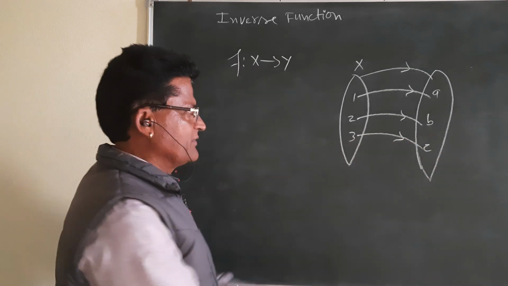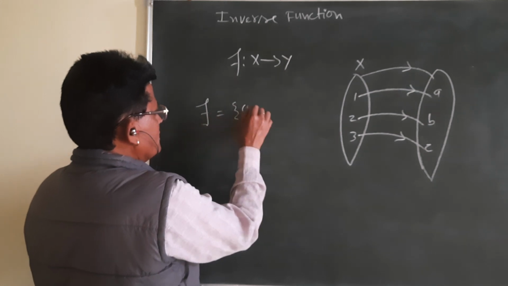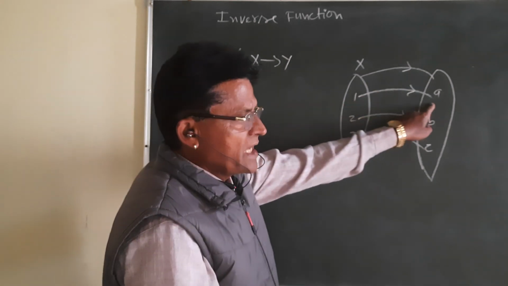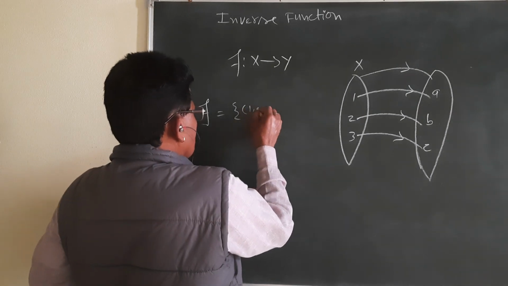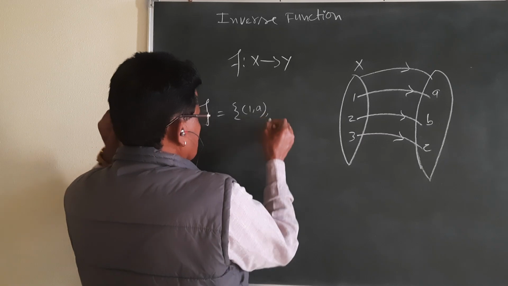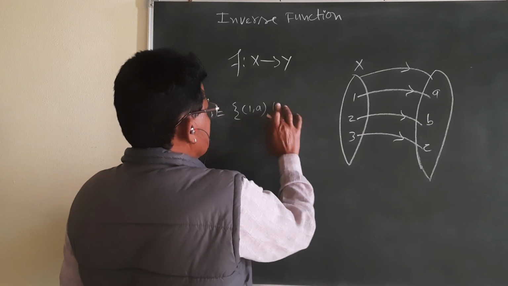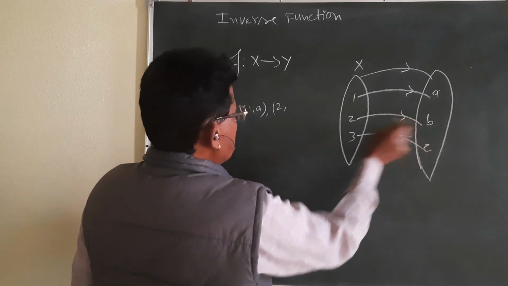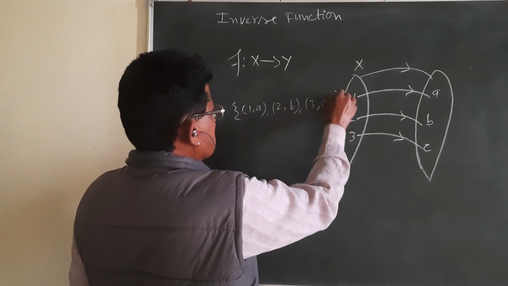See carefully, then what will be the function? The function is 1 forming the image with A in Y. That is why 1 is related to A, 2 is related to B, and 3 is related with C.